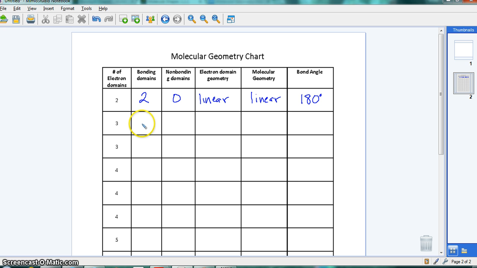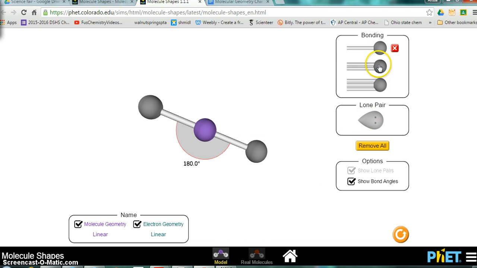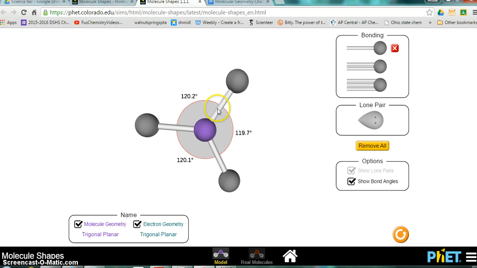So that means we could have three bonds and no lone pairs, or two bonds and one lone pair. Okay, so we still have a total of three groups of electrons. It's just that some will be bonds, some will be lone pairs, and that's going to affect the molecular geometry. So now we want to add another bond. Okay, so you can see we have 1, 2, 3 bonds, no lone pairs on the central atom.